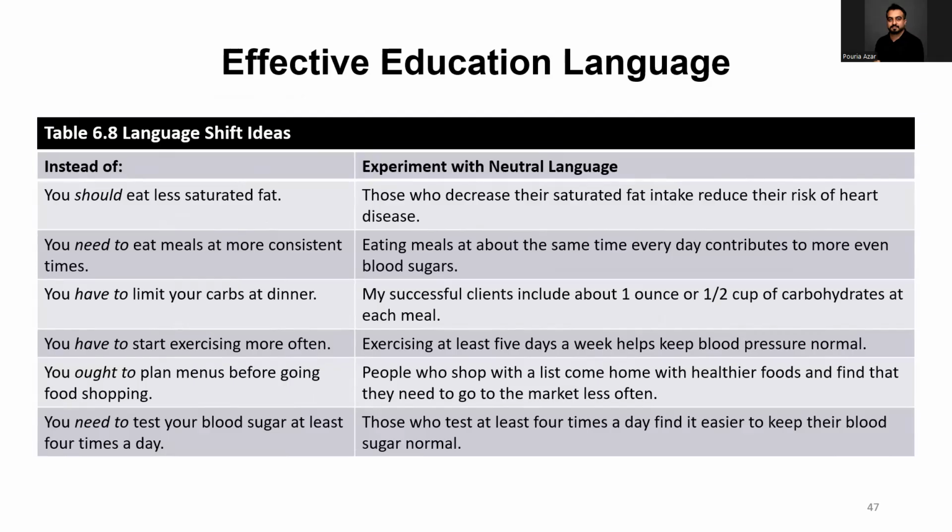And these are some effective education language. Instead of saying, you should eat less saturated fat, we need to say, those who decrease their saturated fat intake reduce their risk of heart disease. So it's better to avoid using the word you in counseling sessions. Instead of saying, you have to start exercising more often, it is better to use statements like, exercising at least 5 days a week helps keep blood pressure normal.